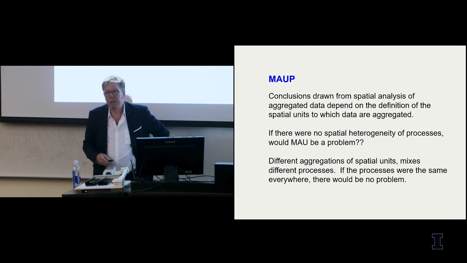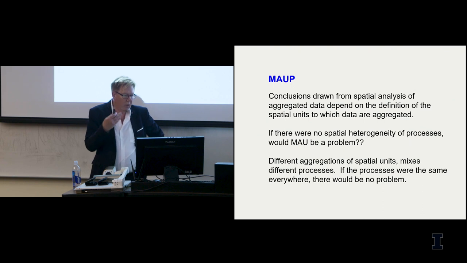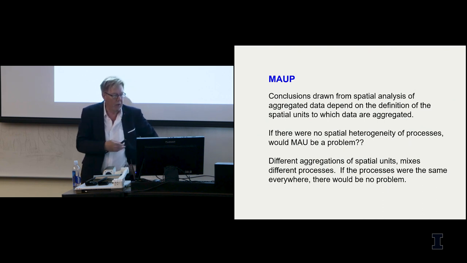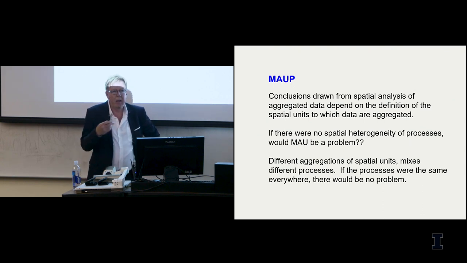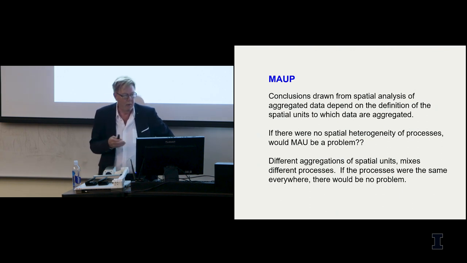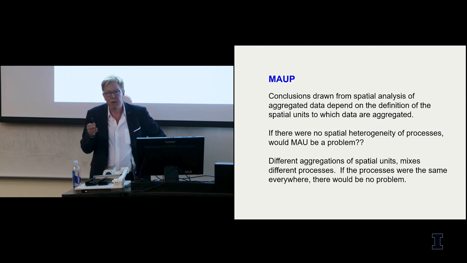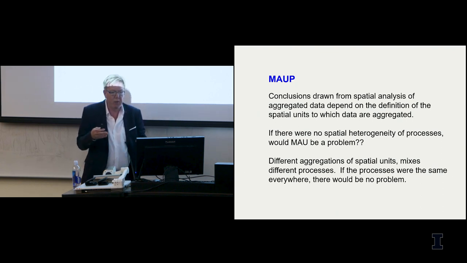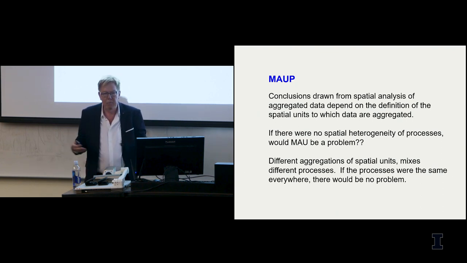It also has implications for the modifiable area unit problem. Here, the problem is that the conclusions drawn from any type of spatial analysis of aggregated data depend, to some extent, upon the definition of the spatial units to which the data are aggregated. Well, if there were no spatial heterogeneity of processes, then I don't think there would be a modifiable area unit problem. Because different aggregations of spatial units mix the different processes, and therefore you'd get different results. If the processes were all the same, then different kinds of mixing would just give you the same results.